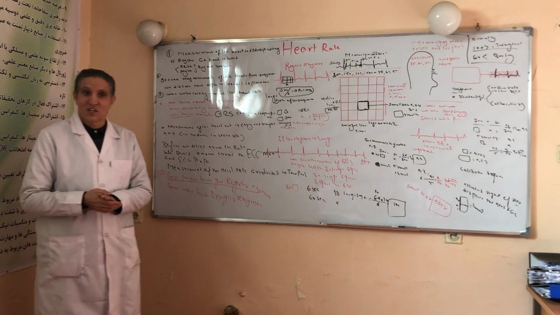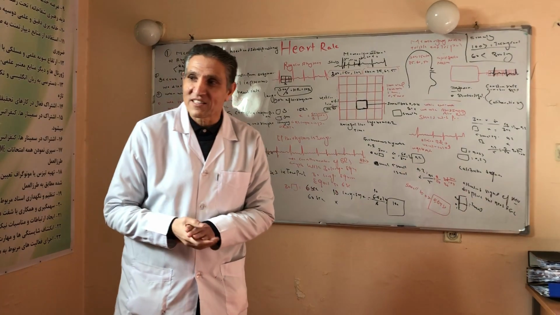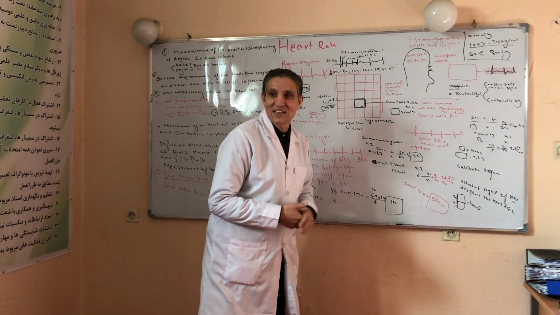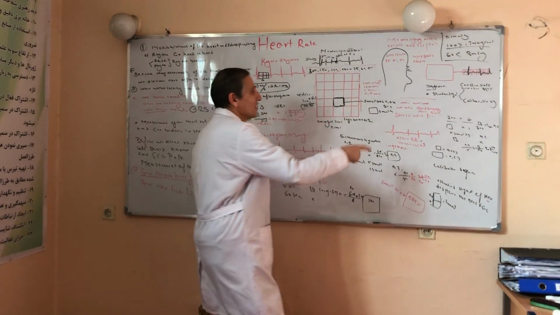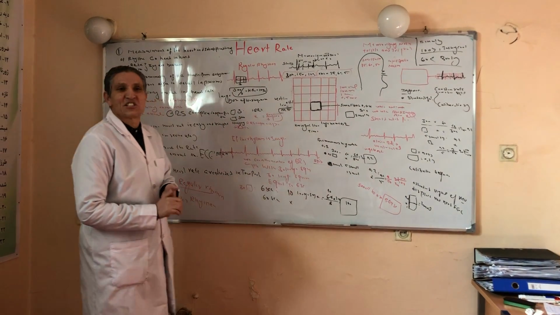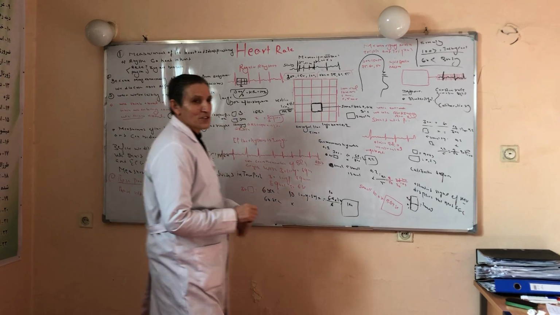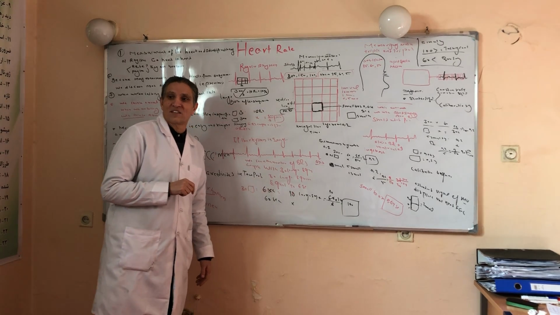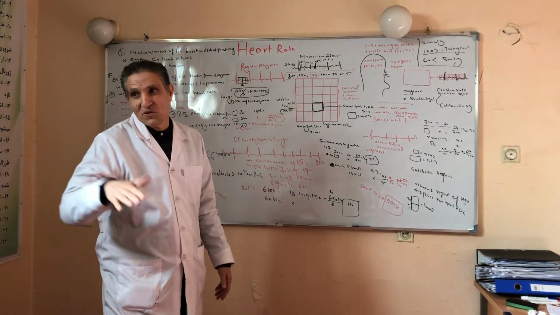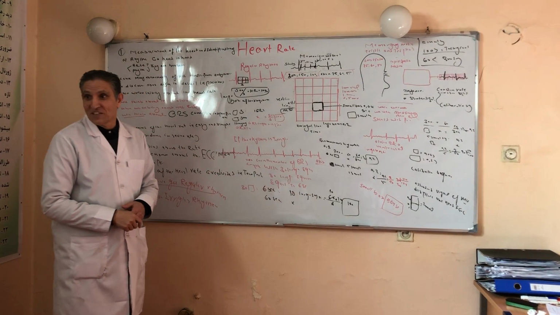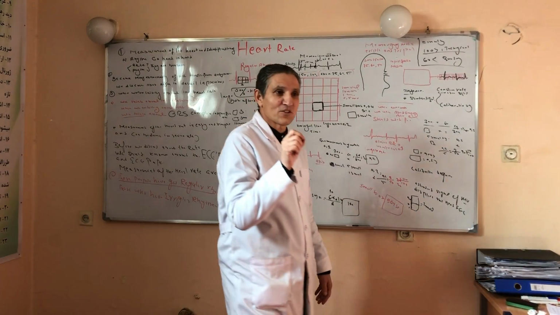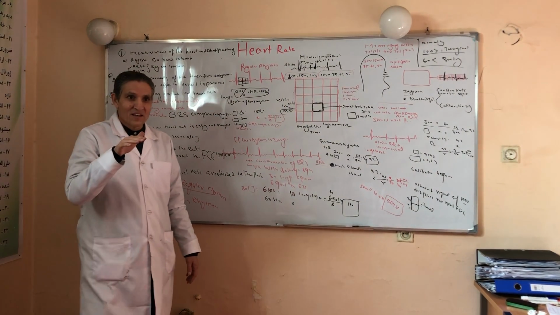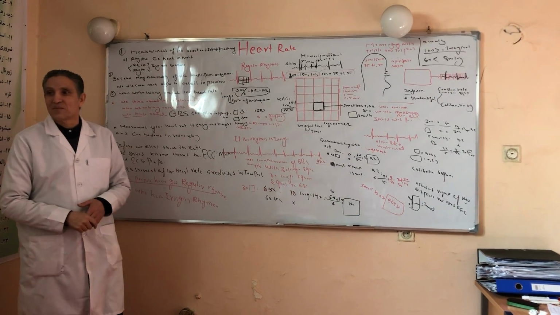So before I start my lecture about the heart rate, it is very important that we have a brief overview of the ECG paper and the ECG machine. First of all, the ECG machine. What is the ECG machine? The ECG machine is a standard electromedical instrument which records the electrical activity of the heart by drawing a trace over a moving paper. This was the definition of the ECG machine.